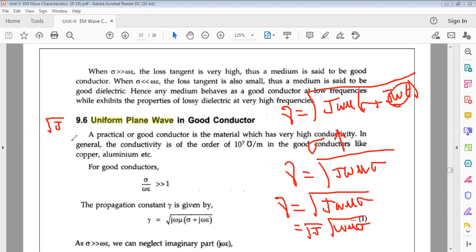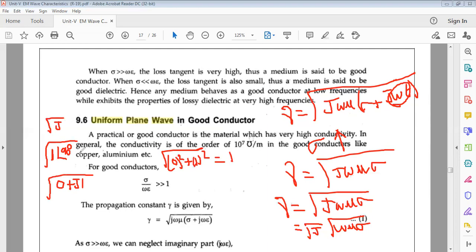converting this function into polar form. In polar form, the magnitude is 1 with an angle of 90 degrees. Why? Because 0 plus j is nothing but j. Got it, my dear students? So what is the magnitude of the complex function? The magnitude is under root of 0 square plus 1 square. 0 square plus 1 square means the value is 1. So the magnitude is 1.